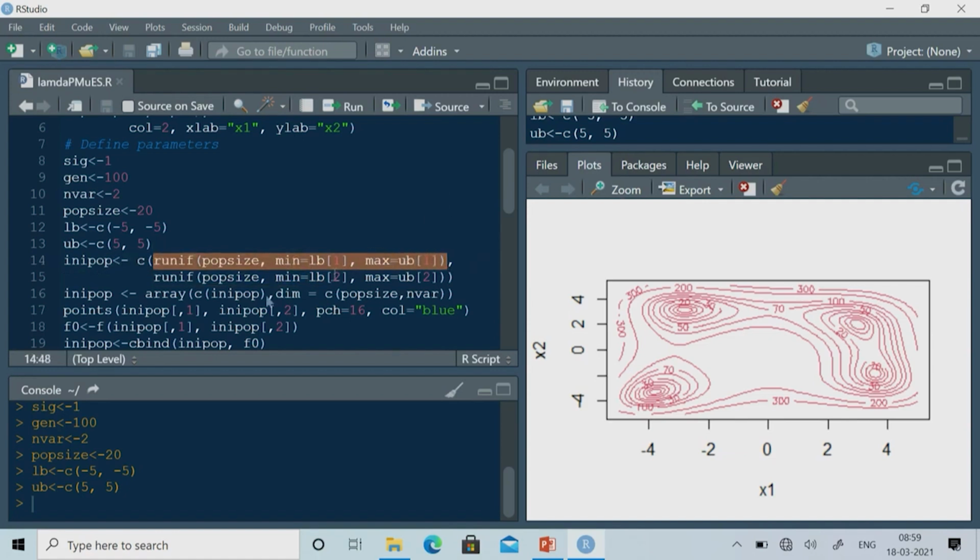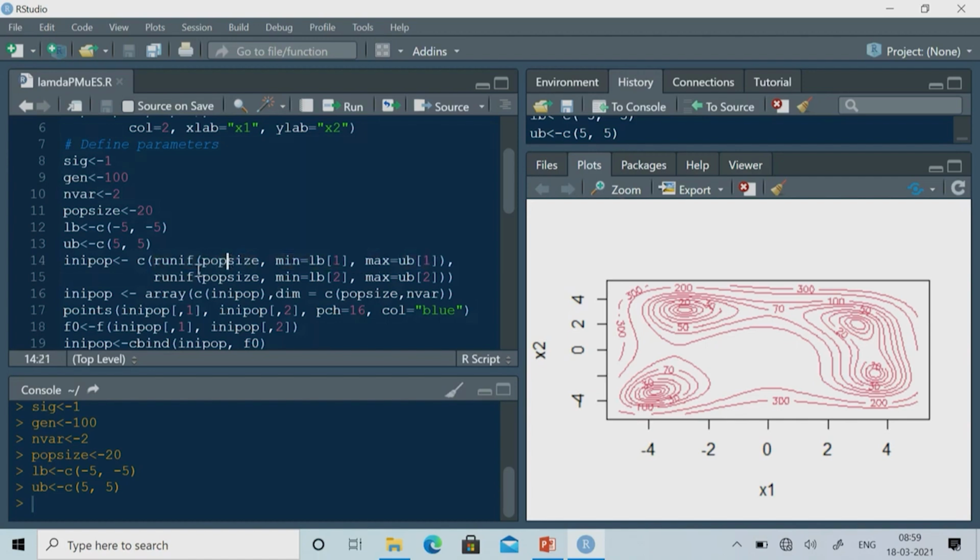a random population between the lower bound and upper bound for variable 1. In this case both are equal: variable x1 is between minus 5 and plus 5, and similarly x2 is also between minus 5 and plus 5. But if your variable ranges are different, you can define the other limits, but in this case both are the same anyway. So, I have defined.